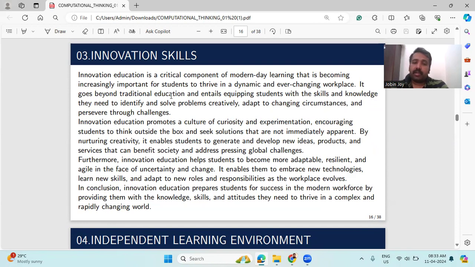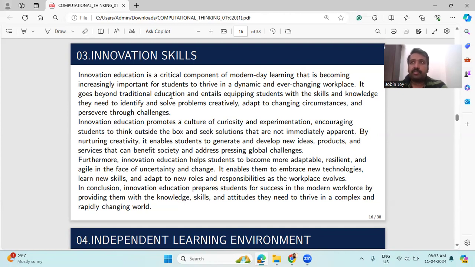Innovation education promotes a culture of curiosity. Okay, so that will promote curiosity, curiosity about a particular topic, curiosity about a particular product. Then experimentation. They will do some practical things, encouraging students to think outside of the box and seek solutions that are not immediately apparent. By nurturing creativity, it enables students to generate and develop new ideas.